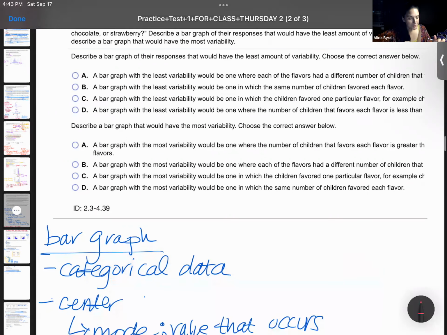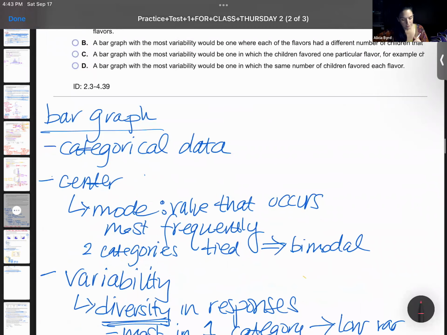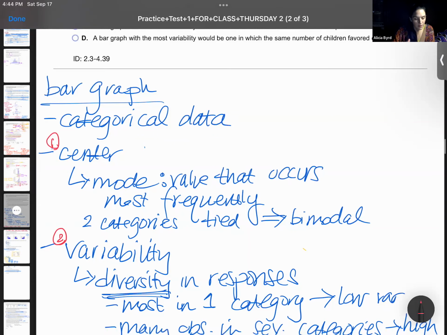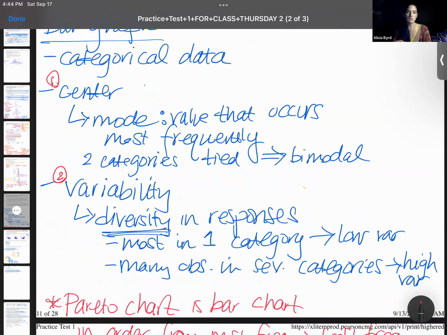So first, let's just review bar graphs real quick. Bar graphs are used for categorical data, and we use 2 measures: we look at the center and we look at variability. For the center, we use the mode, the value that occurs most frequently. You can have 2 of them, and that would be bimodal. And variability is really just the diversity in the responses.